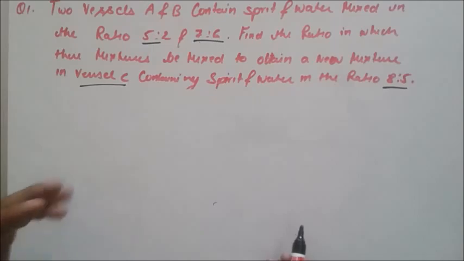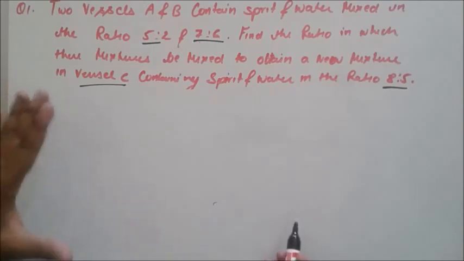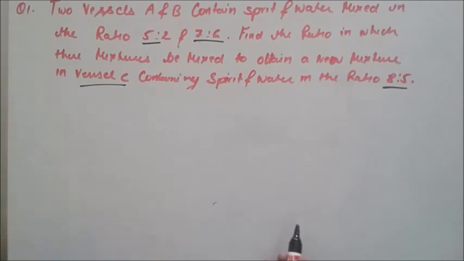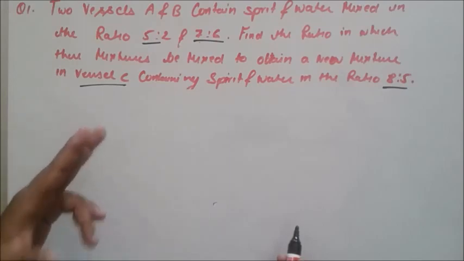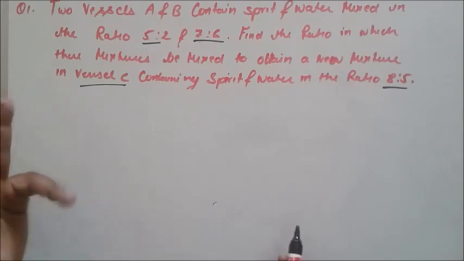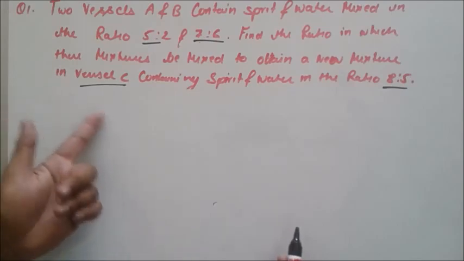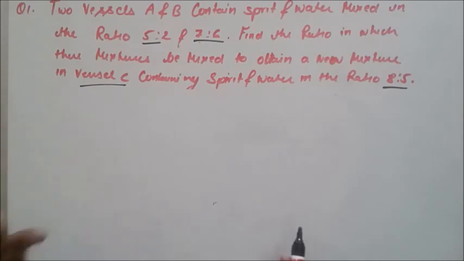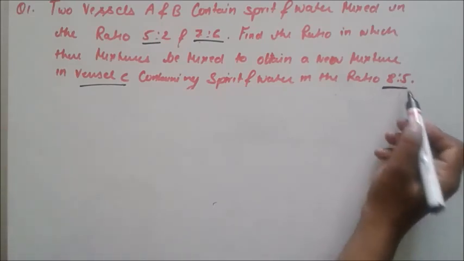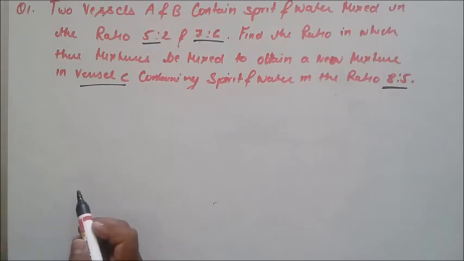So the question is, there are two vessels A and B, in which the ratio of spirit to water is 5:2 and 7:6. If we combine these two vessels, we get a final vessel, vessel C, in which the ratio of spirit to water is 8:5. So here is a simple approach.